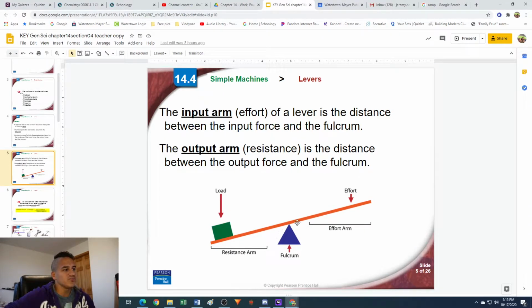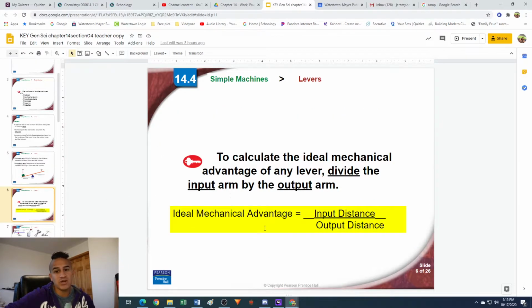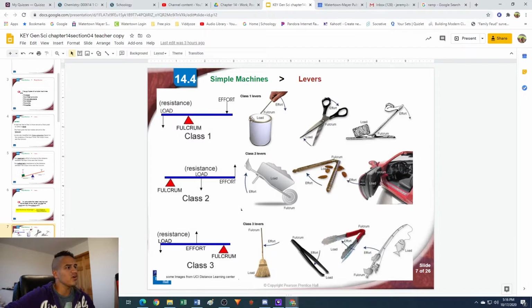However, if we start moving this fulcrum either closer towards where we're pushing or closer towards where the load is, then we start to get a mechanical advantage greater than 1 or less than 1. Okay? So here are the 3 different classes of levers. And again, we'll notice that they are classified based on where the fulcrum is, where the input or the effort is, and where the output or the resistance is.